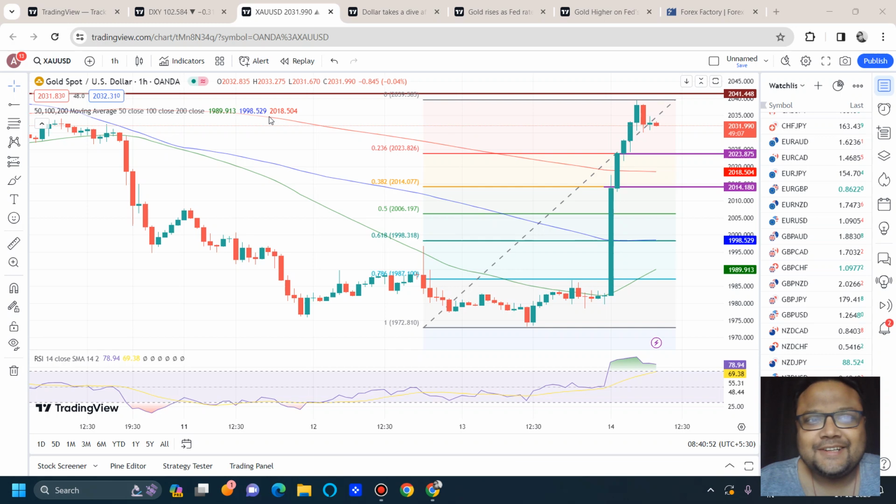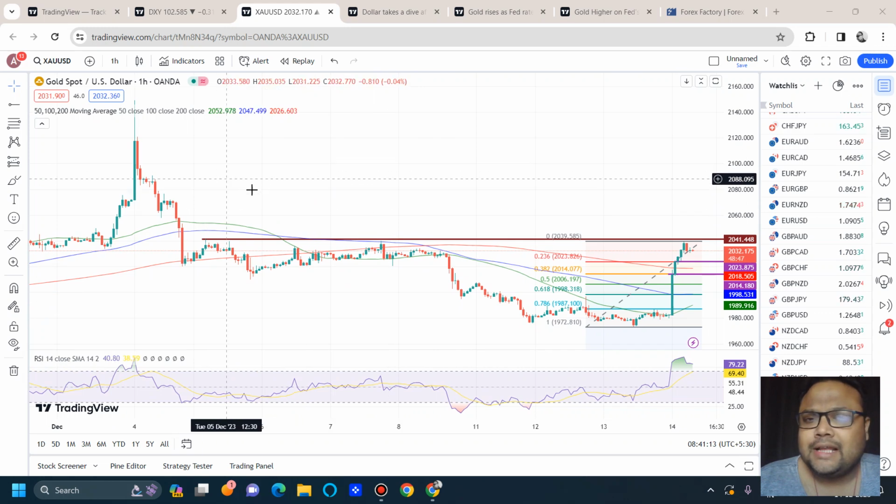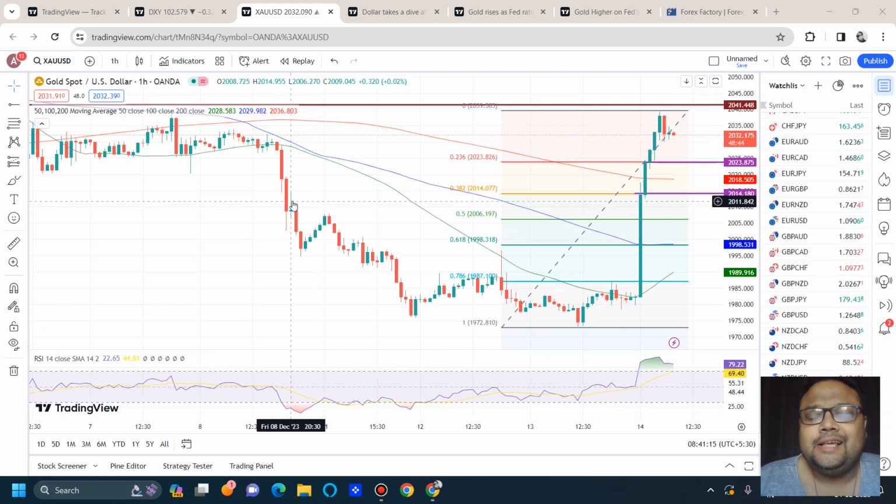So let's get started. My dear friends, honestly speaking, yesterday I slept around 11:30 and when I woke up, I was shocked. I was not expecting this kind of massive candles. Gold made a high of 2039-2040, and right now we can see that gold is standing at 2031. Gold was in downtrend for the last couple of days and now things have changed completely.